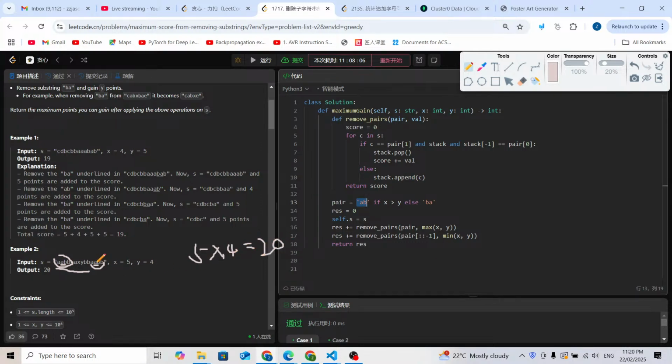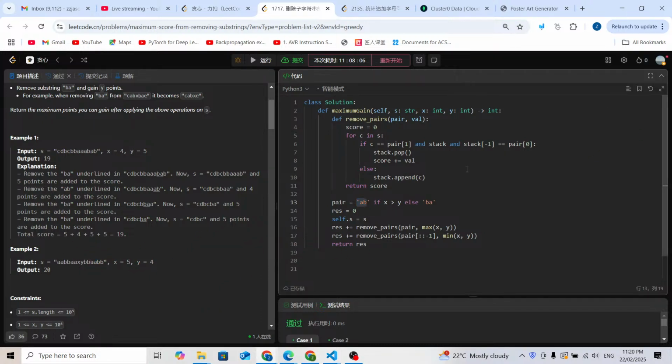In this example, there's no BA. But what if after we use the AB, there's another maybe character A? Then what's left behind is a BA, so we need to plus 4 because we still have a BA. It's going to be 24. But in this example, there's no BA after we remove AB. But this is the whole idea.